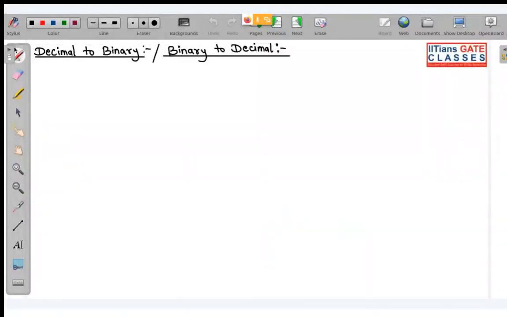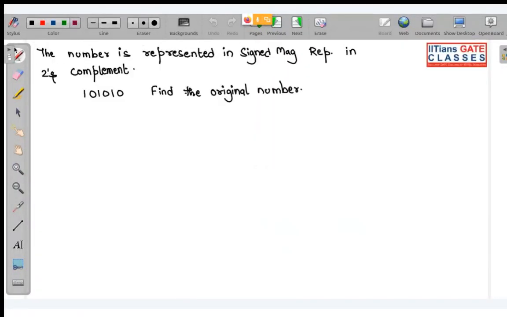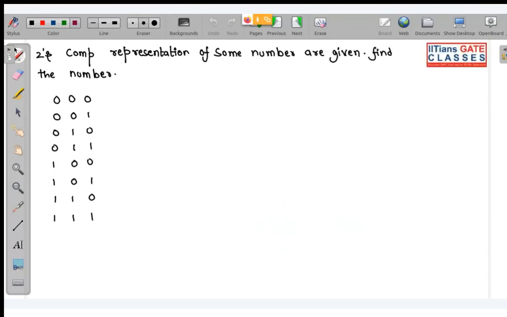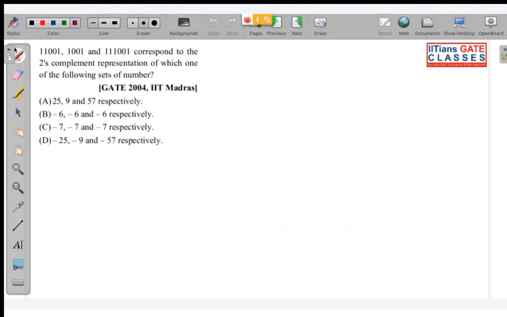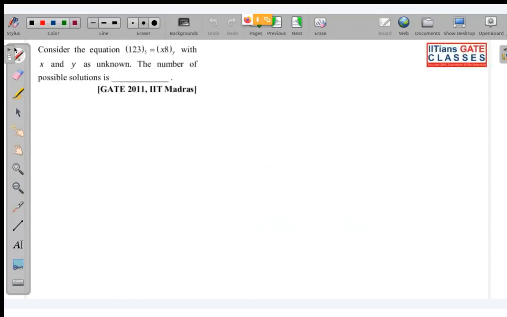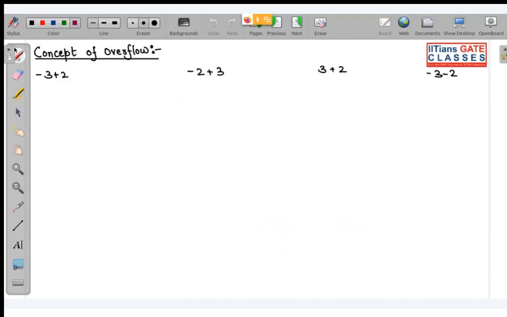How to convert decimal to binary, binary to decimal. Then what numbers mean in one's complement, what the range is, and in two's complement what the range is. Then we are going to see the base of the number, and the concept of overflow. This is very important.